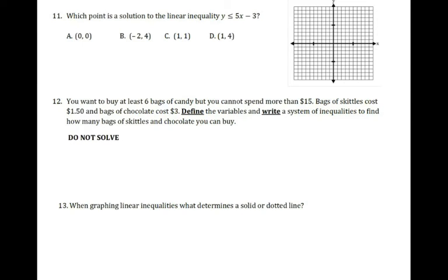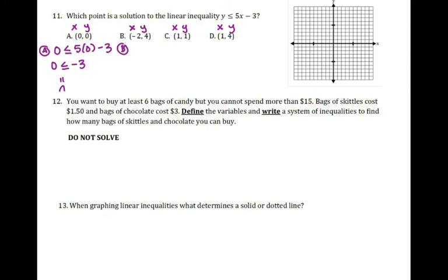All right, continuing with inequalities. The first one says, which point is a solution to the linear inequality? So what I'm going to do is take each one of these points and plug them in just to see if it works for my inequality. For this first one, I am plugging in 0, 0. So I have 0 is less than or equal to 5 times 0 minus 3. That tells me that 0 is less than or equal to negative 3, which is not true. So this one does not work.